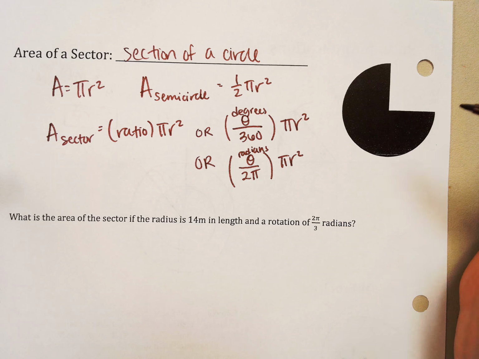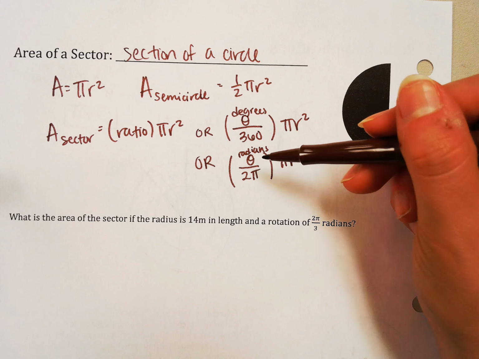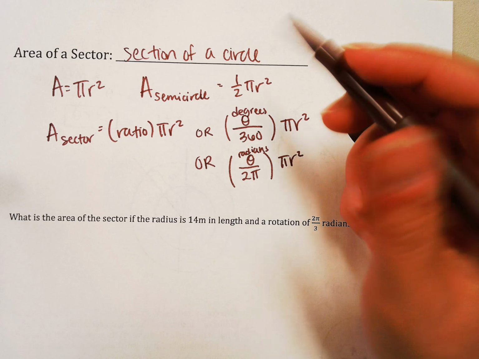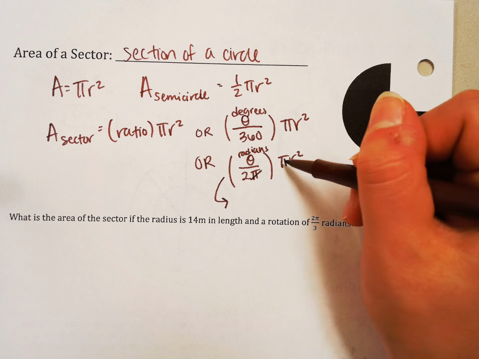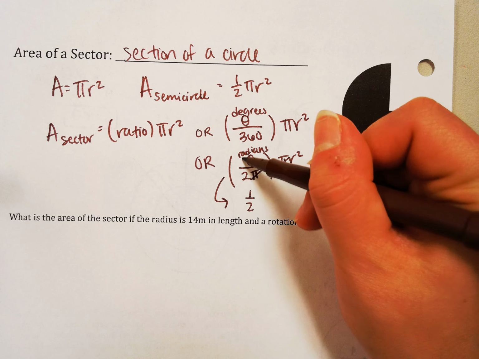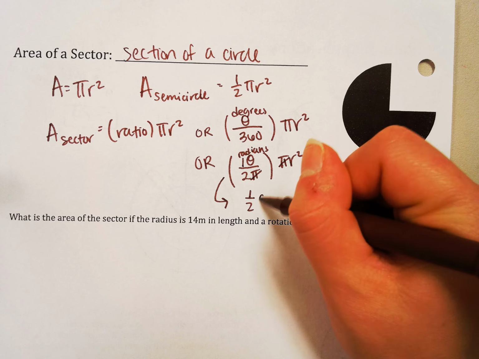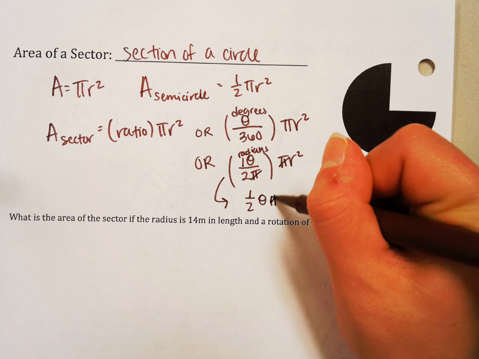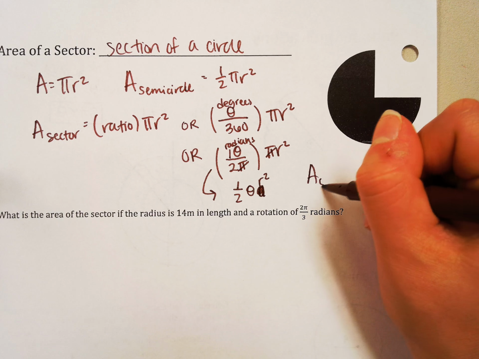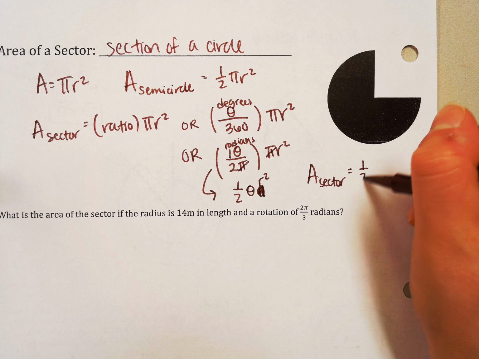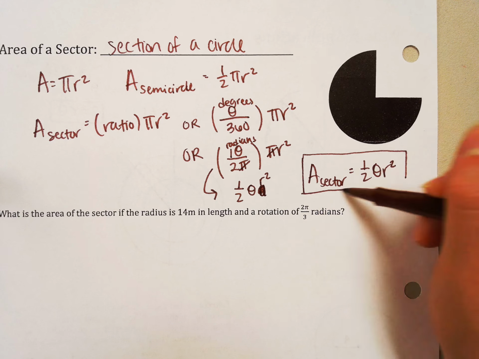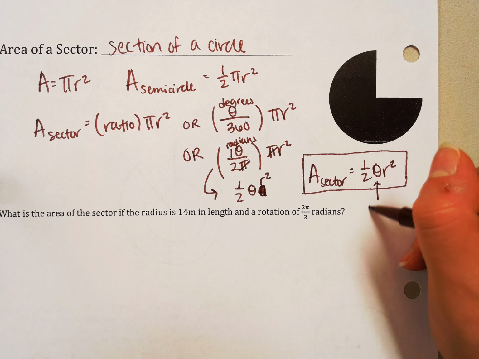If we already know the ratio, then we're golden, but if we don't, if we know only the radians that it's located in, then we can find that by taking it out of 2 pi. But the nice thing about this one is that it reduces down, so our pi's will actually end up canceling, and so we'll have 1/2, so it'll be this ratio here, theta, which again is in radians, times r squared. So overall, the area of a sector is 1/2 theta r squared, and this theta is in radians.